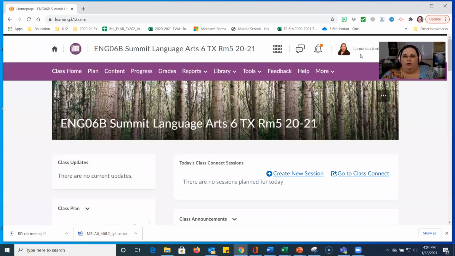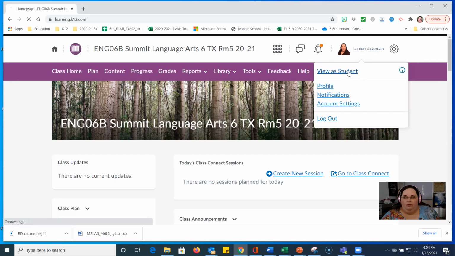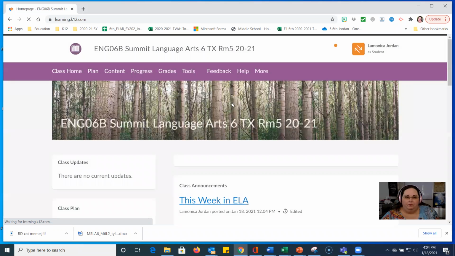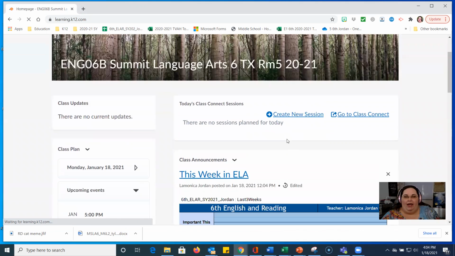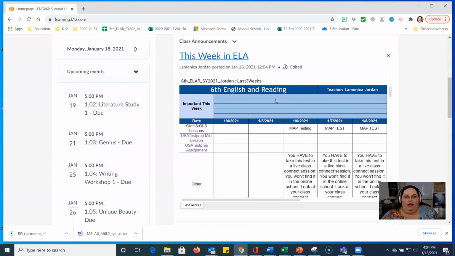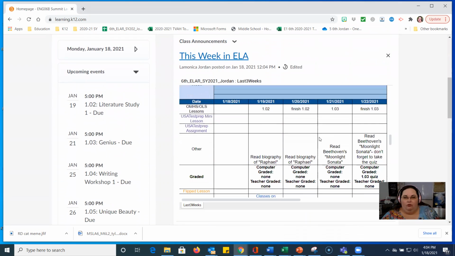Let me switch this over to move my picture to view as a student, so that it looks just like y'all's. All right, up here you would see your letter grade, overdues, feedback. Then you'd see your Class Connect schedule for the day. And just below that is what we're doing this week in the OLS. Scroll down to where you see this week's work, and it will tell you right there.